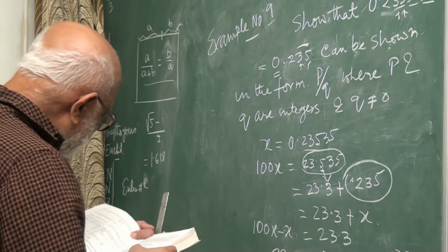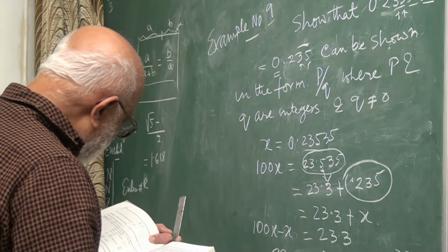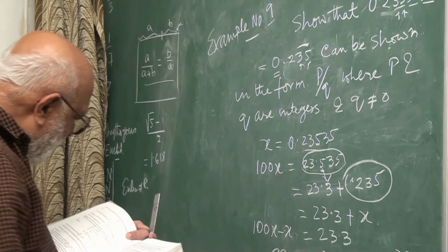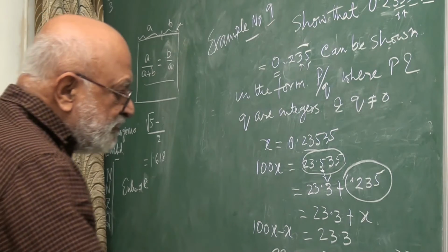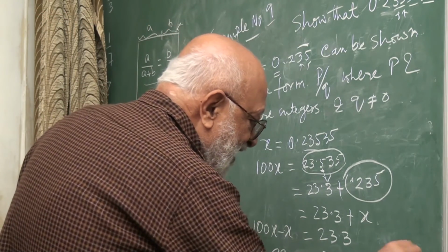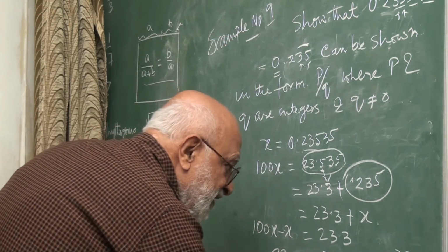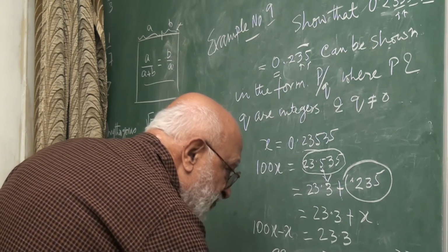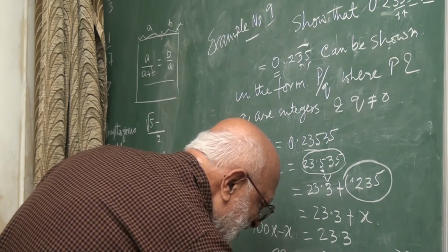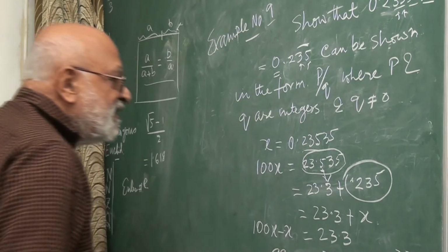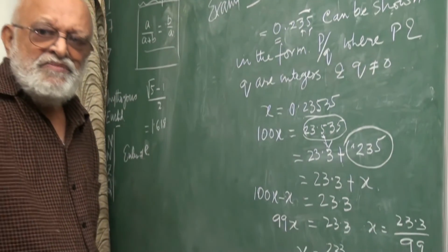Let's see whether we have done it. 23 by 9, we have done it. Now I should not leave it here like this. So this would be written as x equal to 23.3 by 990. Is it okay?